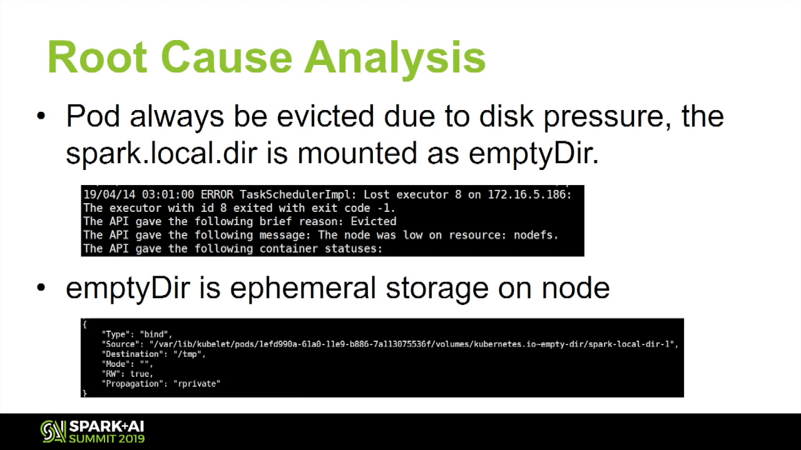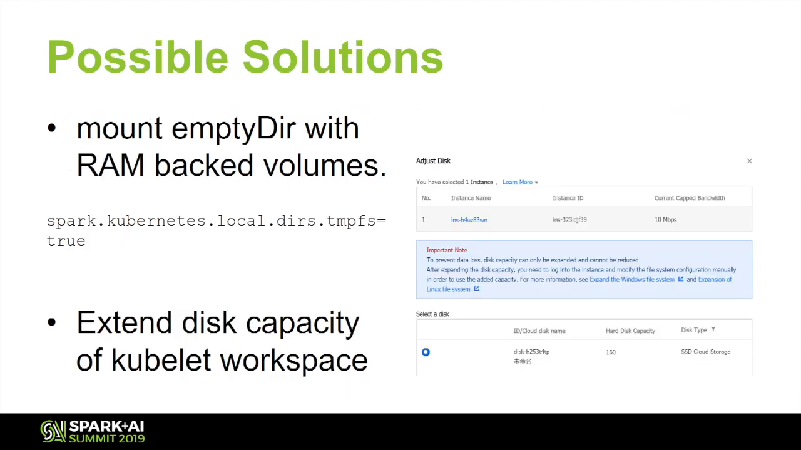So how do we fix this? There are two solutions. The first one is from the Spark master branch. We checked the code and found that the emptyDir can be changed to mount a RAM-backed volume, with the configuration listed here. You set this configuration to true, and the emptyDir will be mounted as a RAMFS, and it uses the executor memory. So basically, you need to enlarge the executor memory to make this work.